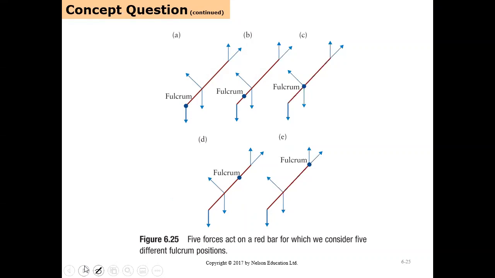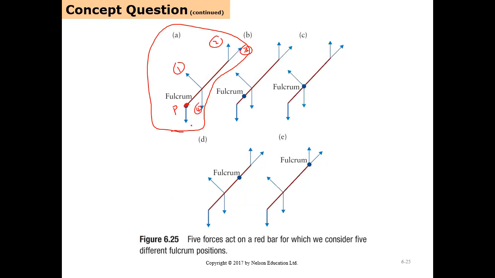Right. Now, let me take A, then I will go to C, okay? Let me take A first. In A, the fulcrum is here. This is where we need the torque. And I'm going to call it number 1, number 2, number 3, number 4, and number 5.